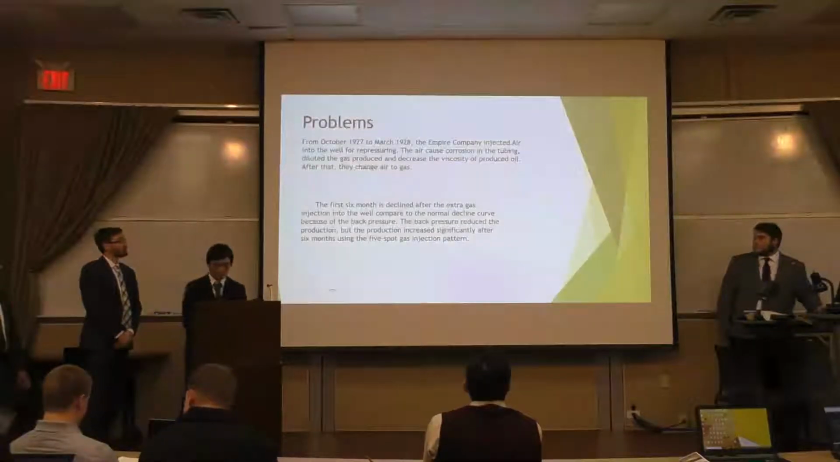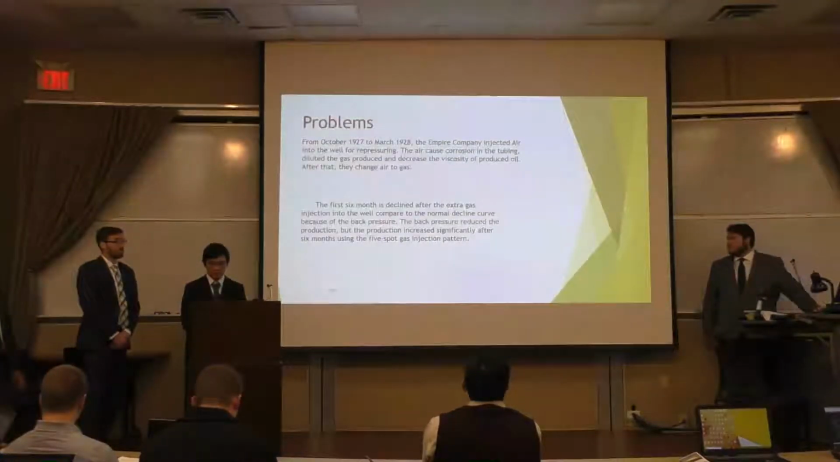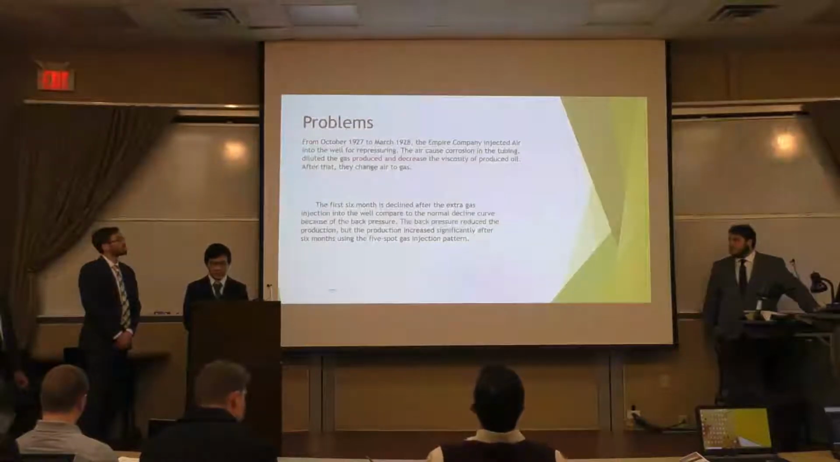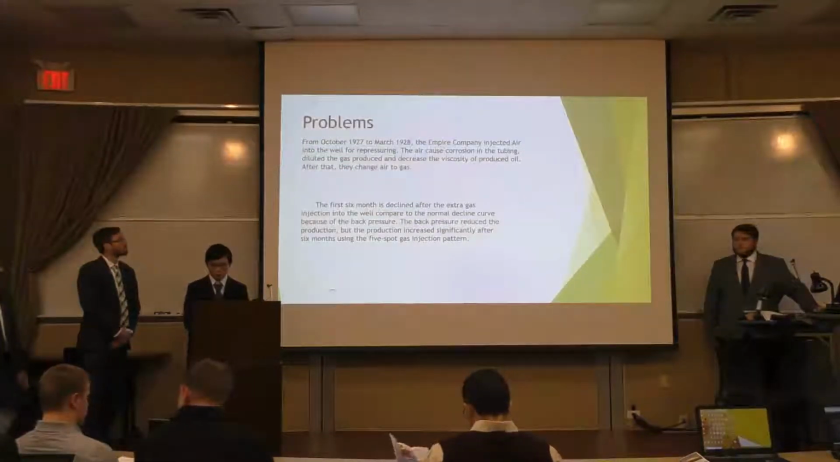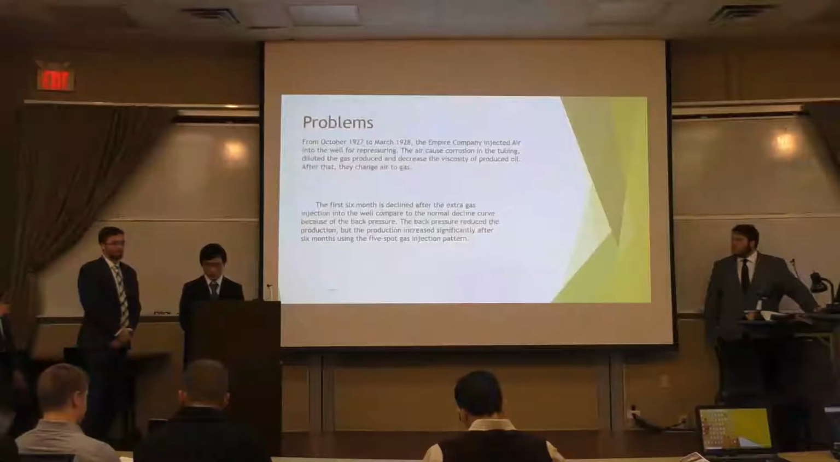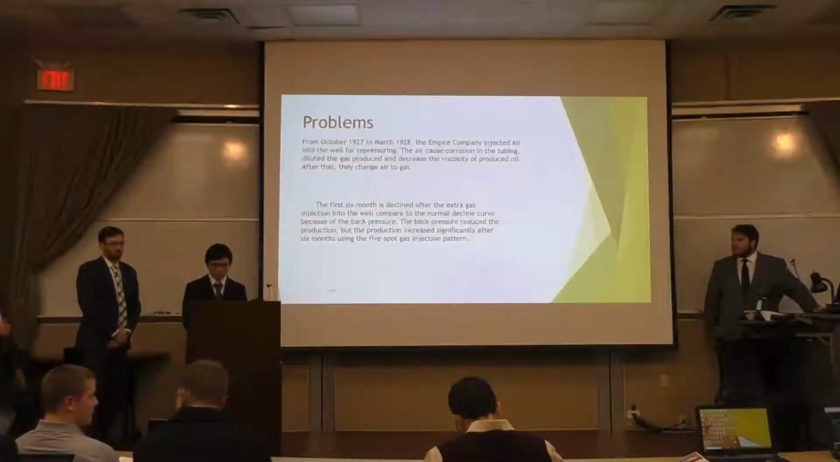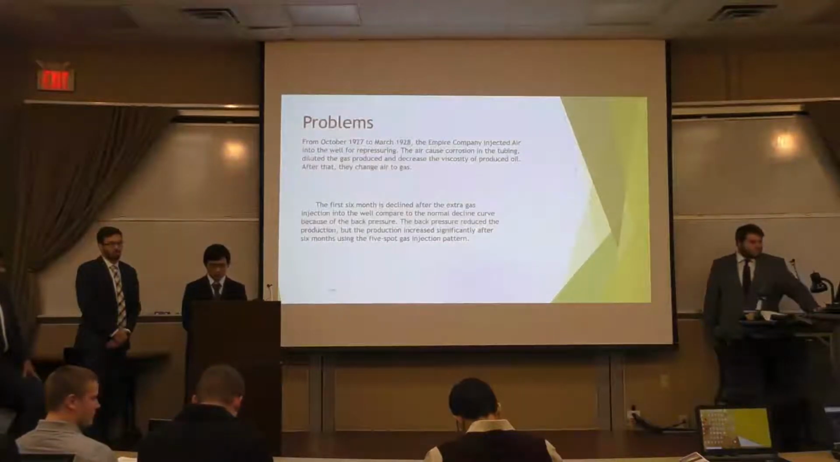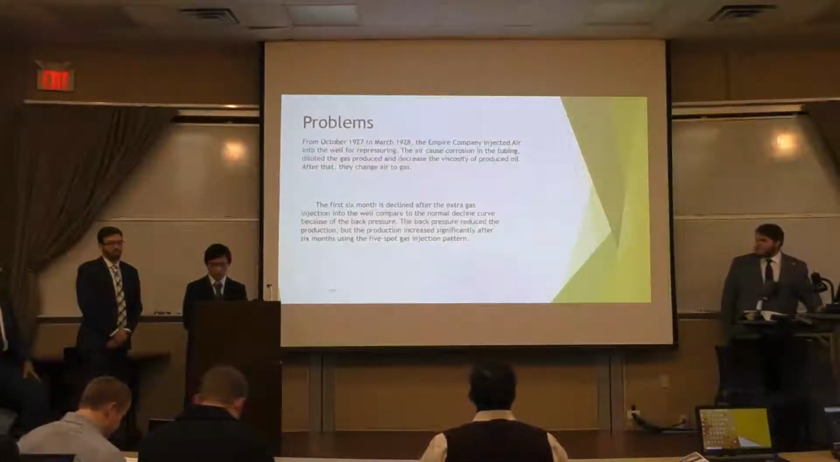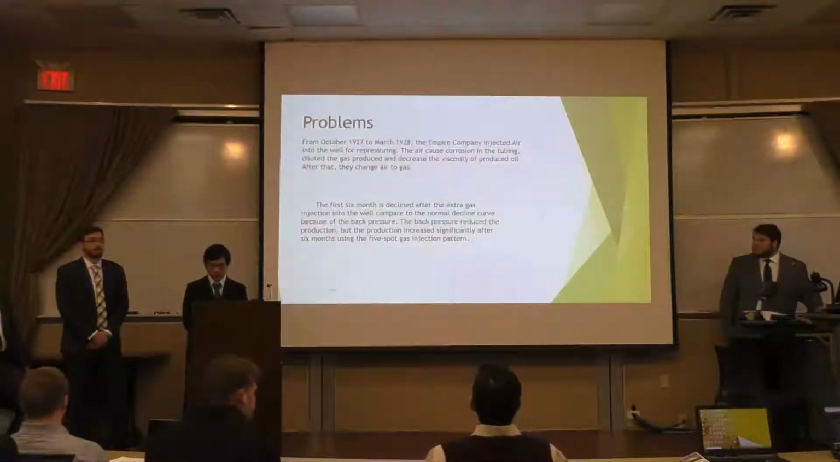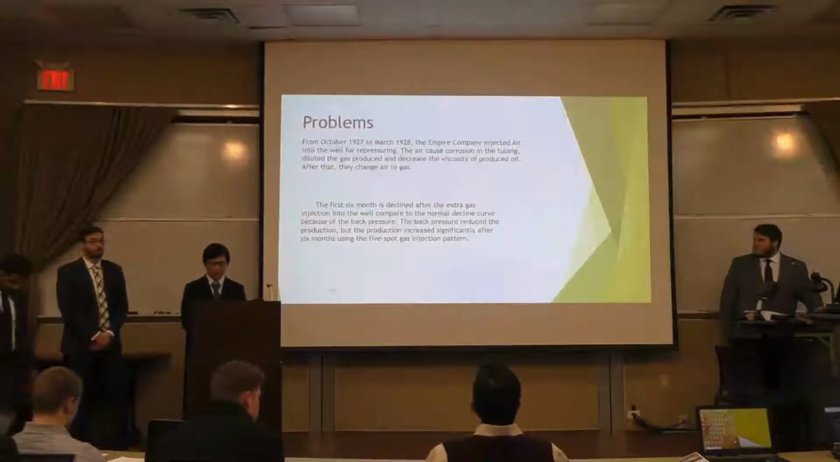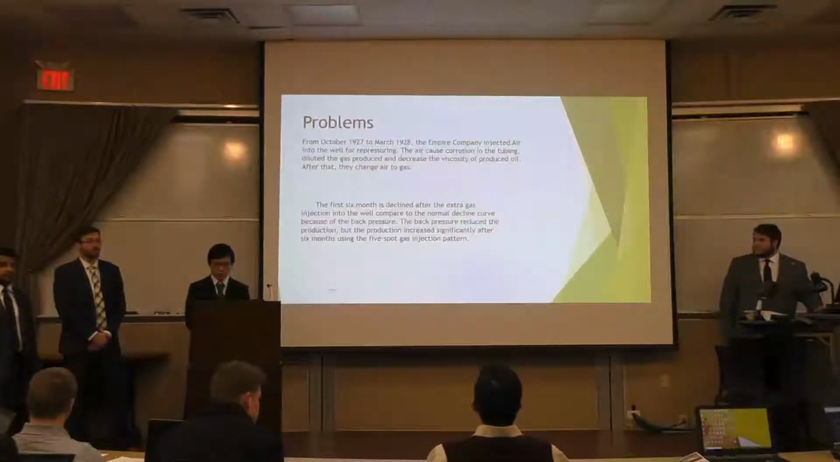Problems. From October 1927 to March 1928, the Ampere Company injected air into the well for repressurizing. The air caused corrosion in the tubing, diluted the gas, and decreased the viscosity of the produced oil. After that, they changed the air to gas. In the first 6 months after a large amount of gas was injected into the well, production started to decline, caused by back pressure. The back pressure reduced the production, but production increased significantly after 6 months of using the 5-spoke gas injection pattern.